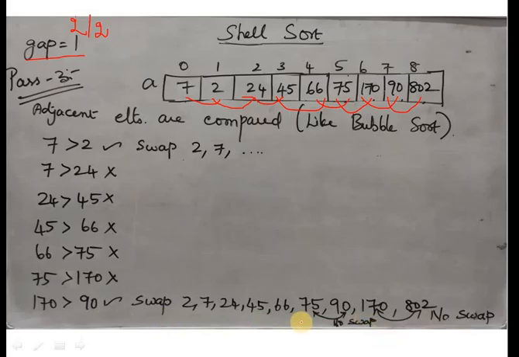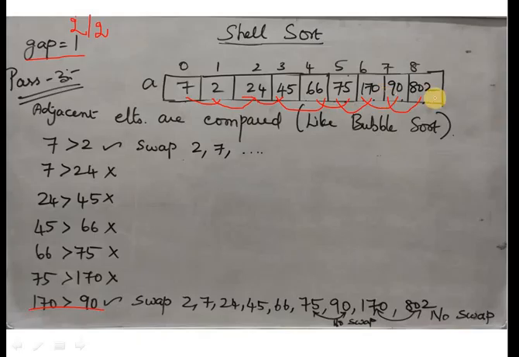Once the swapping is done, what should you do? Check the previous ones. You can see the last step, 170 and 90 are compared. Swapping is needed, 90 is smaller than 170, so you have to swap. Once you have done the swap, what should you do again? Check the back side. Here adjacent elements are checked, so there will be no changes. Then 90 and 802 are compared, so no need to do swapping.